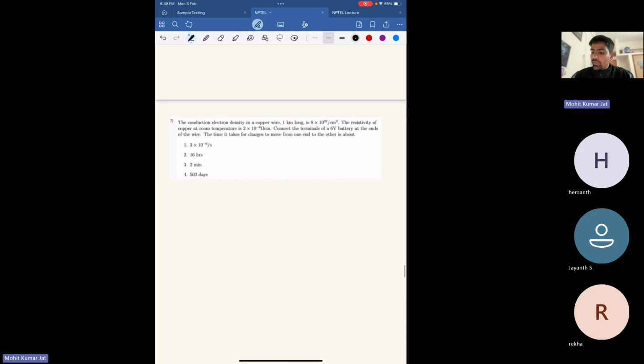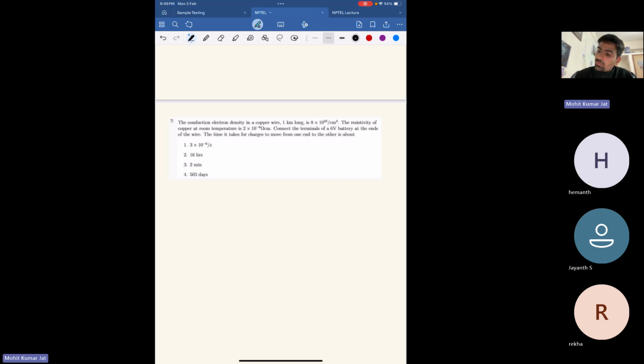So the next question is: the conduction electron density in a copper wire 1 kilometer long is... Yeah, this is an interesting question. This will give you an idea of how the electron moves in a system. This is something good.